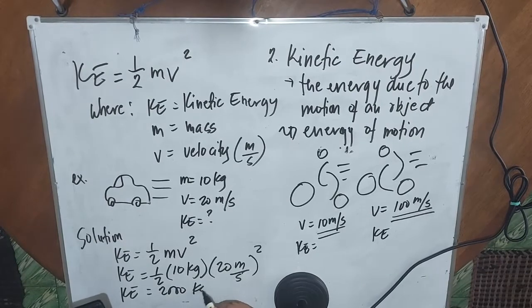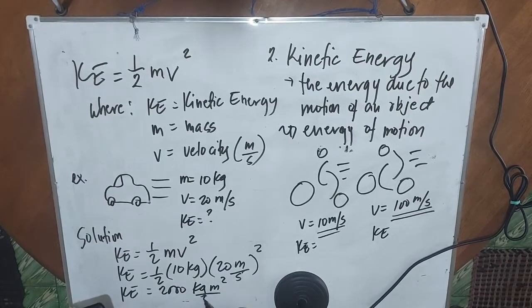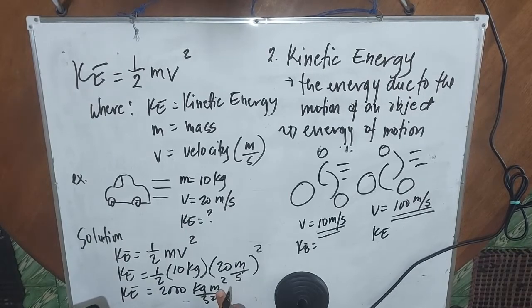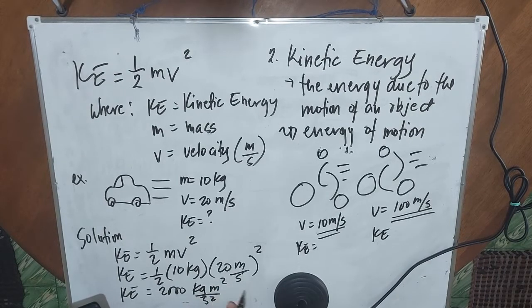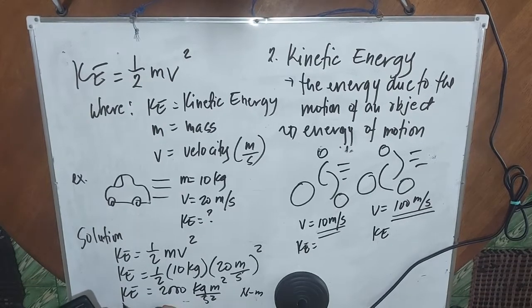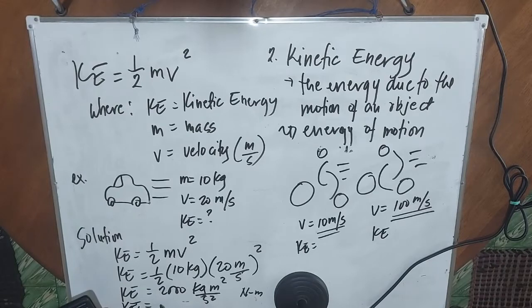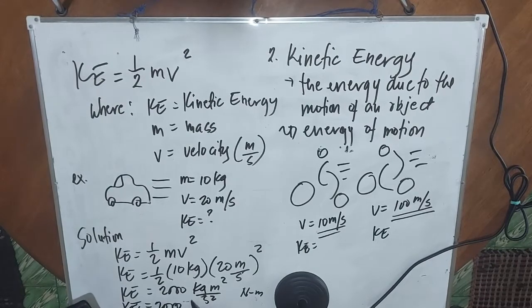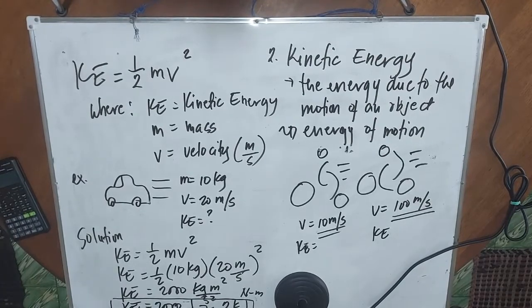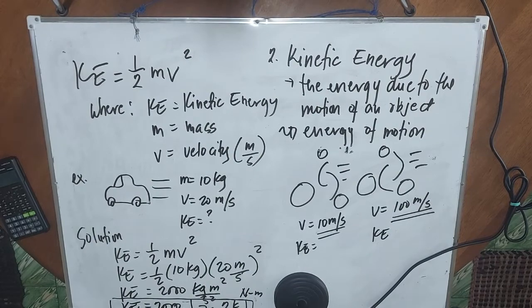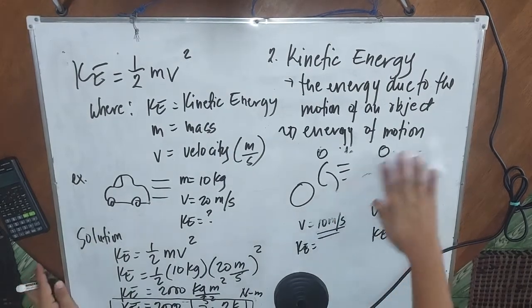Kung mapapansin mo, meron kang kilogram, meter squared, second squared. So kung paghiwalayin ko itong meter squared, meron kang meter times meter. Kilogram meter per second squared is the Newton. So meron kang 2,000 Newton meter, or that's equal to the kinetic energy, 2,000 joules, which is also same thing as saying 2 kilojoules. Okay? So, ganun lang ang pag-compute ng kinetic energy. Madali lang. No?